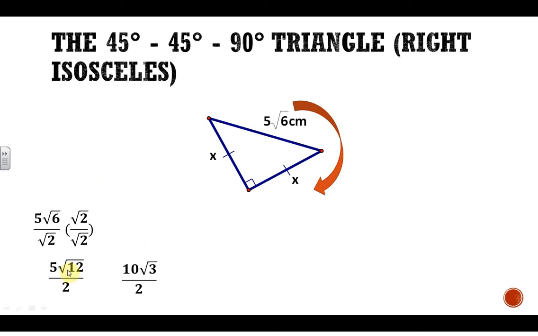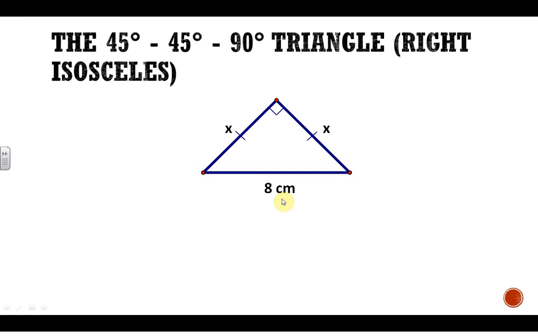12 is 4 times 3. The square root of 4 is 2. So 5 times 2 is 10. So I have 10 radical 3 over 2. This 10 and 2 simplified to a 5. So really, you just have to do 6 divided by 2 is 3. I'm just showing you the work. So as you can see, radical 6 divided by radical 2 is just radical 3.